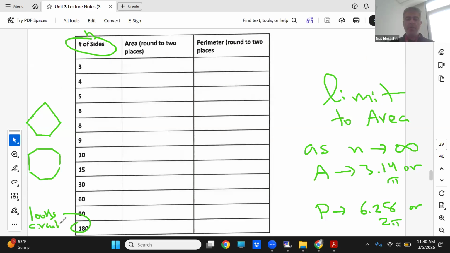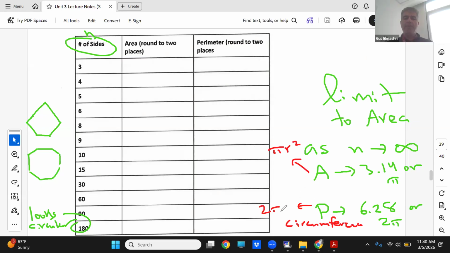So if we think about it, perimeter is going to be like circumference. You remember circumference of a circle? You've seen that before, right? Or area of a circle. Do you know the formulas for area and perimeter? Yeah, area is pi r squared, and perimeter is 2 pi r.